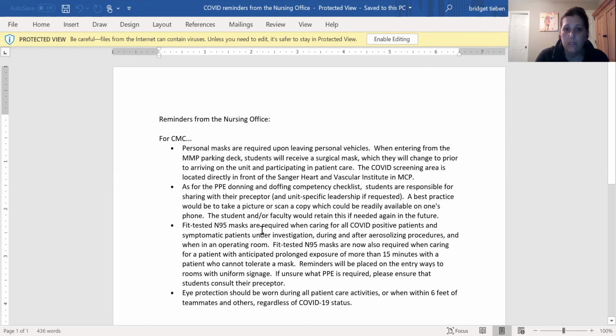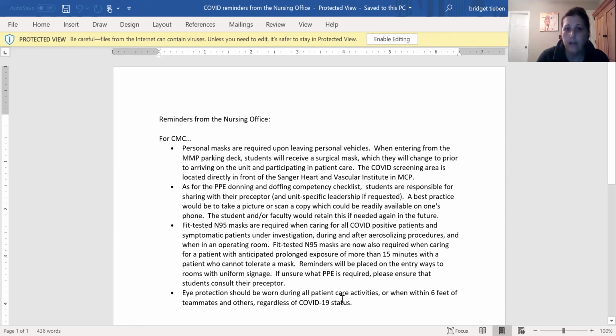Fit tested N95 mask. You guys have all been fit tested for that. You have to wear it when you're caring for all COVID patients or patients under investigation that are symptomatic, during any aerosolizing procedures, so anybody that's getting a nebulizer treatment or anything like that, or in the operating room. The fit-tested N95 masks are also required when caring for patients with anticipated prolonged exposure of more than 15 minutes with a patient who cannot tolerate wearing a mask. Reminders are placed in the entryways of the rooms with uniform signage. Okay.